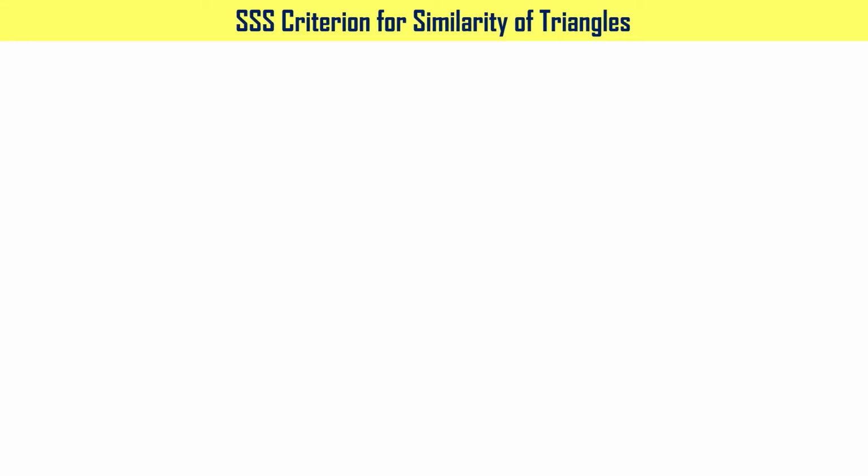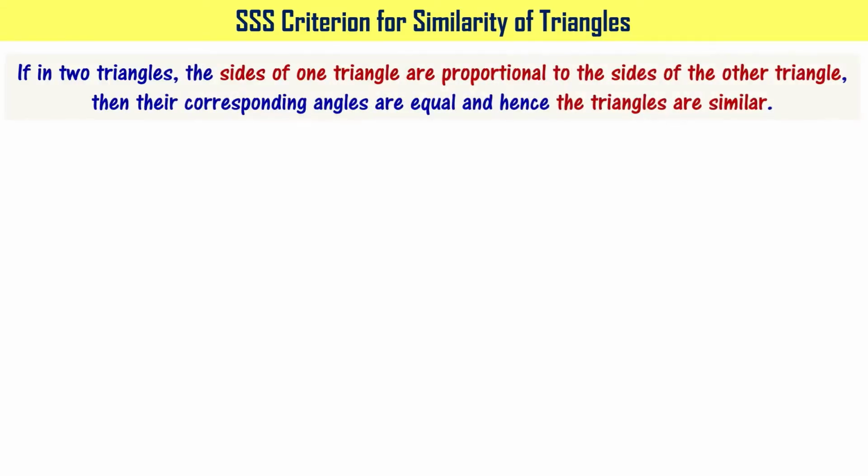Let us learn about the triplets criterion for similarity of triangles. This is also called the side criterion for similarity of triangles. It is stated as follows. If in two triangles, the sides of one triangle are proportional to the sides of the other triangle, then their corresponding angles are equal, hence the triangles are similar.